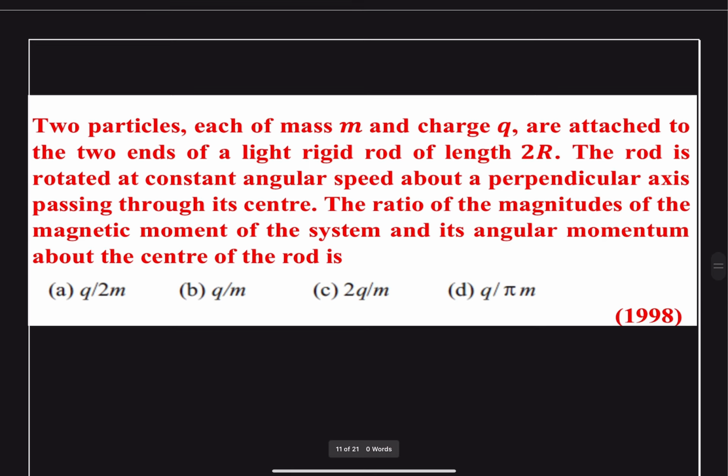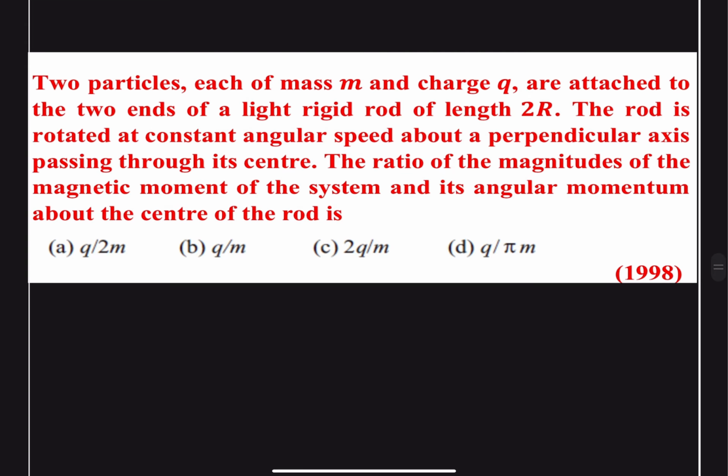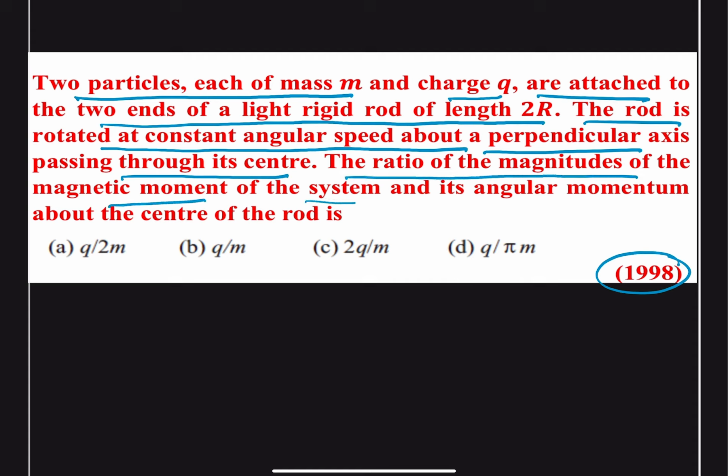So we come to the next question, and the next question says that two particles, each of mass m and charge q, are attached to two ends of a light rigid rod of length 2r. The rod is rotated at a constant angular speed about a perpendicular axis passing through its center. The ratio of the magnitude of the magnetic moment of the system and its angular momentum about the center of the rod is.